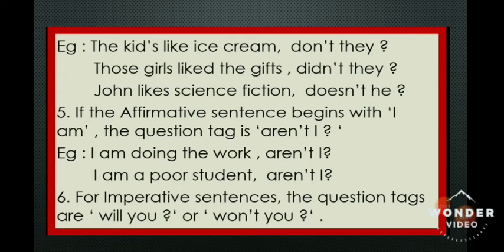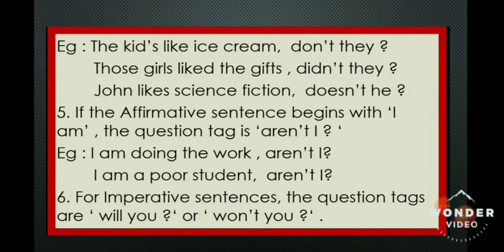Fifth rule that we have to keep in mind. If the affirmative sentence begins with I am, the question tag is aren't I. For example, I am doing the work. Aren't I? I am a poor student. Aren't I? That means whenever the sentence begins with I am, the tag will always be aren't I.